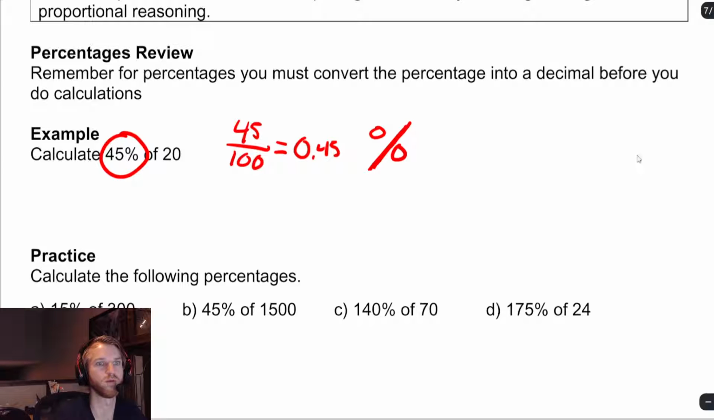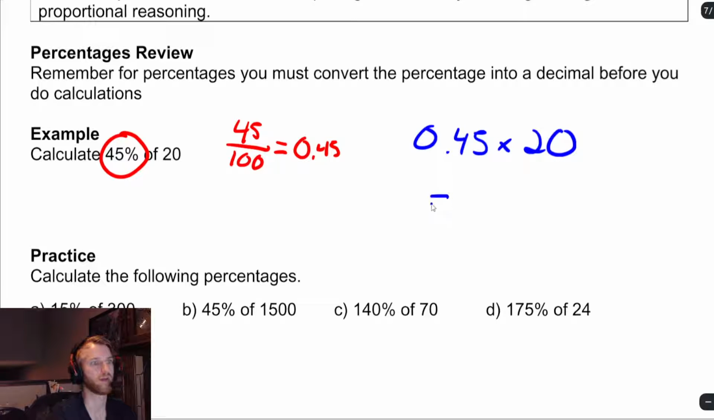Now we don't have that big percentage, it's just the decimal. This is what we need: we need it as a decimal in order to work with it. So if we want to say 45% of 20, we'll take this decimal and multiply by 20. So 0.45, that's our 45% in decimal form, multiplied by 20 will give us 45% of 20. 0.45 times 20 gives us 9, and that fit our estimate of just a little bit less than 10.